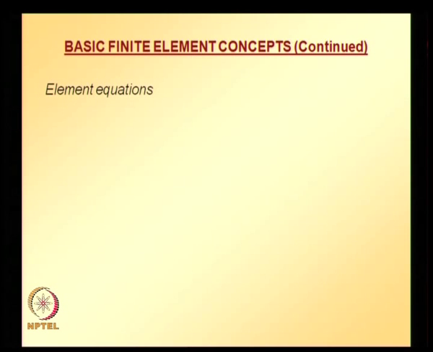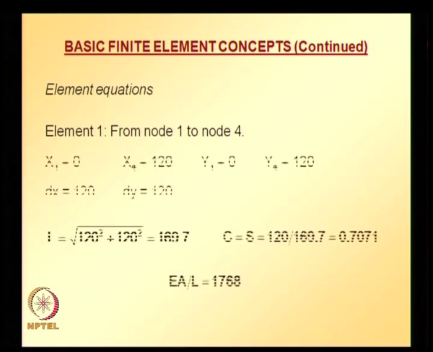Element equations. So, we need to start with element 1. Element 1, the local node 1 is same as global node 1, local node 2 is same as global node 4. So, element 1 goes from node 1 to node 4. So, looking at the problem, we need to find the coordinates of node 1, x1 coordinate, y1 coordinate, and x4 coordinate, y4 coordinate.